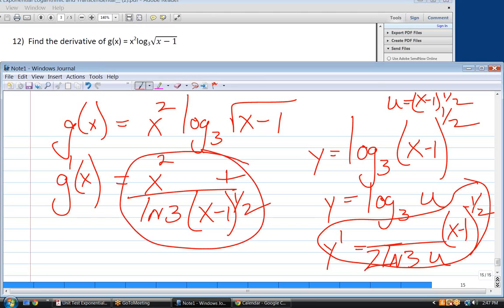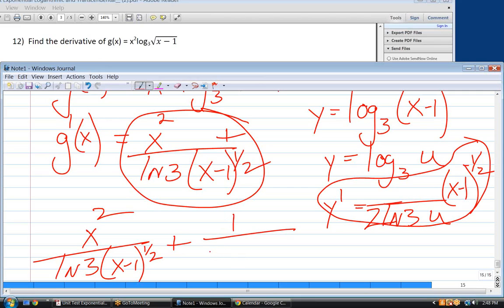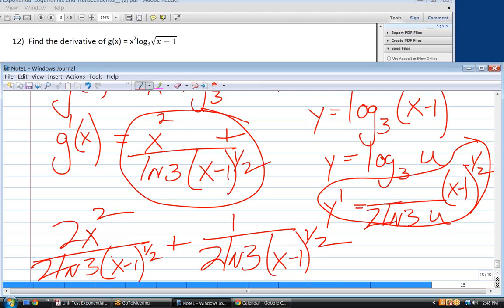Notice that this x minus 1 to the negative 1/2 goes in the denominator, and I actually have a common denominator. In other words, I have x squared over natural log of 3 times x minus 1 to the 1/2 plus 1 over 2 natural log of 3 times x minus 1 to the 1/2. Well, if I put a 2 there and a 2 there, I have a common denominator. So my answer is 2x squared plus 1 all over this denominator.